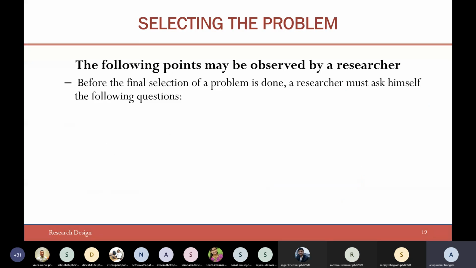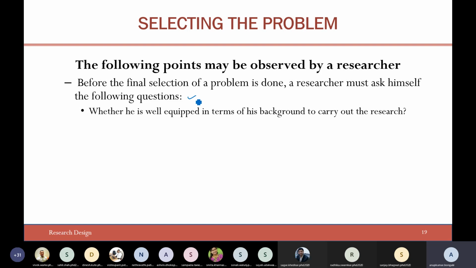The following additional points are: before the final selection of the problem is done, a researcher must ask himself these questions. Whether he is well equipped in terms of background to carry out the research. You may have to undergo some additional courses, so you should equip yourself with a sufficient amount of knowledge. And whether the study falls within the budget he can afford, which is a very important point, and which comes to the financial aspects.